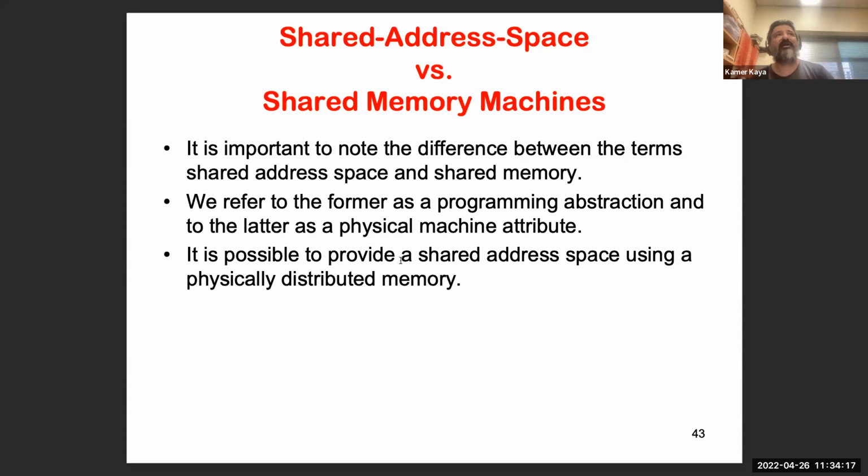You don't see it, but there are libraries that do it for you, so you can write a program, and whenever you request some data from some memory, it can either come from your local memory or a remote memory. So this is the shared address space. When we say shared address space, this is what happens. So this is a programming abstraction.